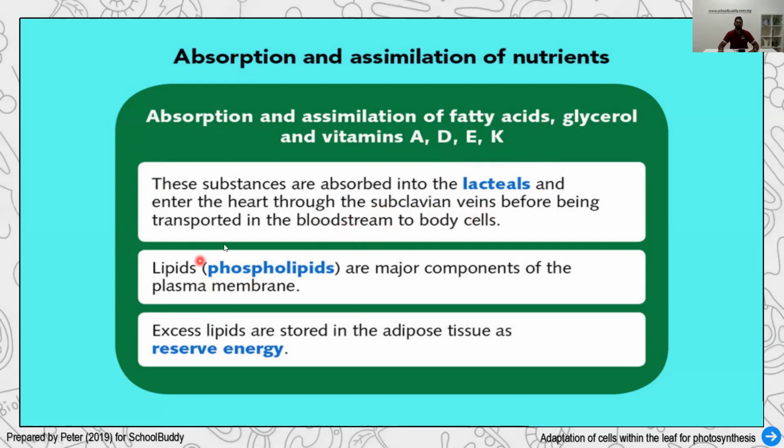So all the materials, for example the lipid component like phospholipid, are important for the plasma membrane. If you remember your chapter 3 Form 4, the plasma membrane is made up of a phospholipid bilayer. So that's how we get the phospholipid for the plasma membrane. Then in this case, we have a lot of excess lipid, for example from eating too much fast food like fried food. Those lipid fat materials are in excess and need to be stored. In this case, they will be stored in a fatty tissue called adipose tissue.